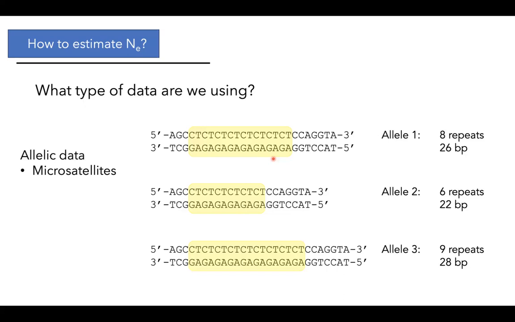It might differ from another allele. Allele 2 has a different number of repeats, so the overall fragment is shorter. This one only has 6 repeats, so the microsatellite itself will be 12 base pairs long. With that same flanking region, that would give us 22 base pairs. So it's 4 base pairs shorter than the 8 repeat allele, 2 repeats shorter. And allele 3 has a slightly higher number of repeats, 9 repeats. So it's 1 repeat longer than allele 1, or 2 base pairs longer in terms of the overall fragment.